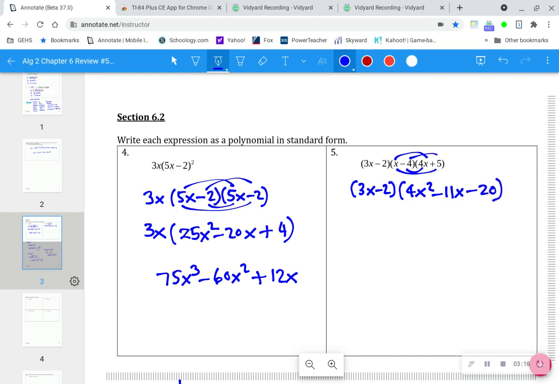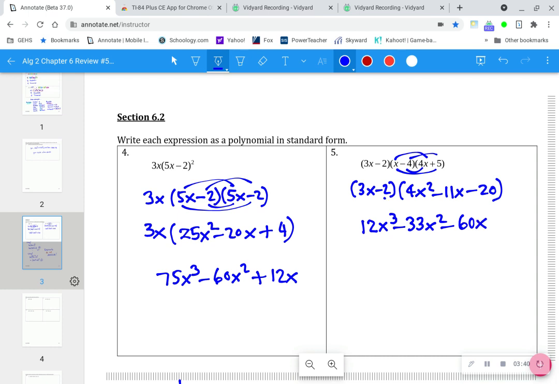Okay, now you simply distribute the 3x all the way down. So let's multiply 3x by all 3 of the trinomial parts. It's going to be 12x cubed. And 3x times negative 11x is negative 33x squared. And finally, 3x times negative 20.